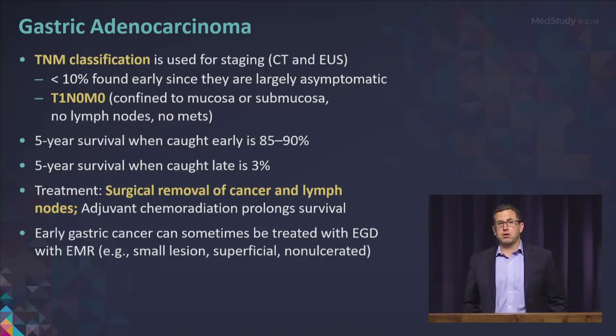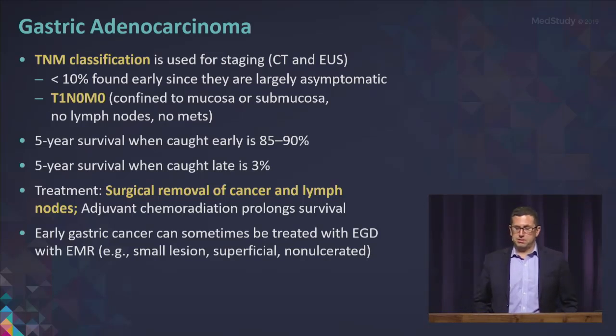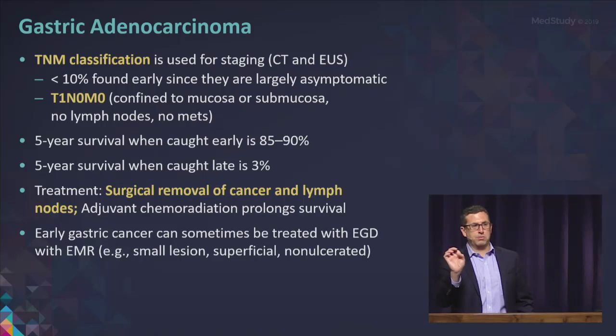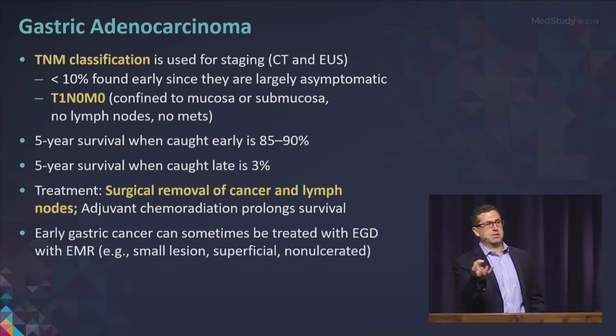And these could actually be cured sometimes endoscopically as opposed to surgically. The 5-year survival when caught this early could be up to 90%, but unfortunately most of the time we find these late, and the 5-year survival could be as low as 3%. Generally, you're going to do treatment with removal of the cancer and lymph nodes and adjuvant chemoradiation. And again, sometimes if the tumor is very, very small, not ulcerated, we may be able to do endoscopic mucosal resection and cure it that way.